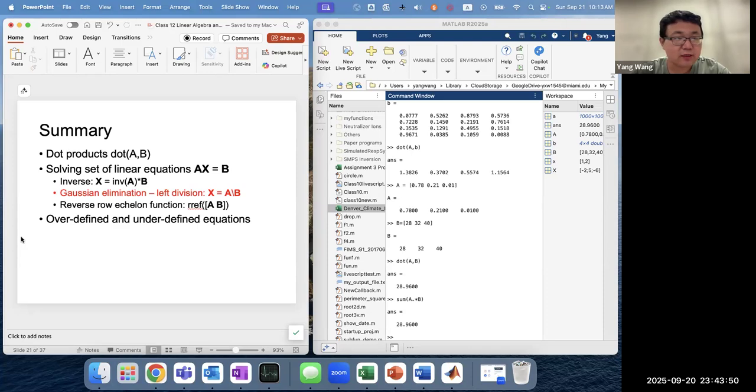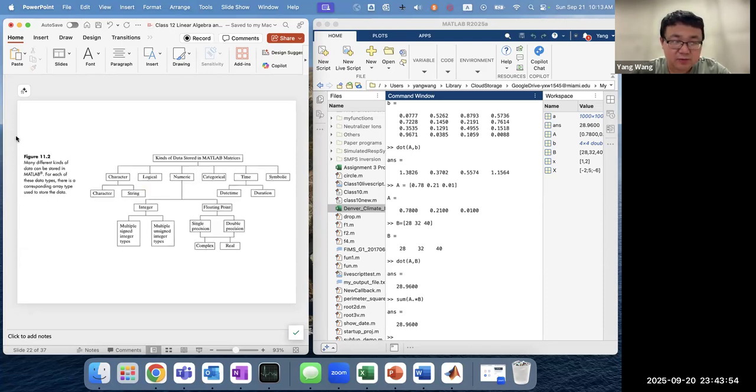So this is it for the linear algebra. And then for the rest of the time, we're going to talk about different types of data in MATLAB. So far we have talked about the string, the character. Last class we talked about the output, input. There are numeric, there's matrix, there's array. So MATLAB can handle different types of data, right?